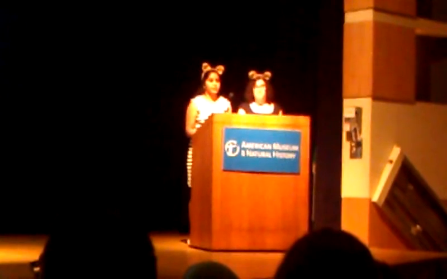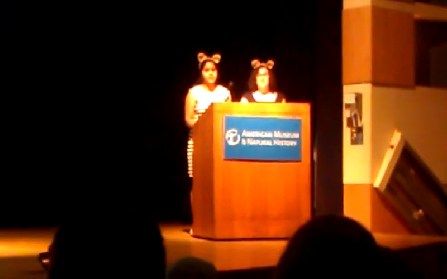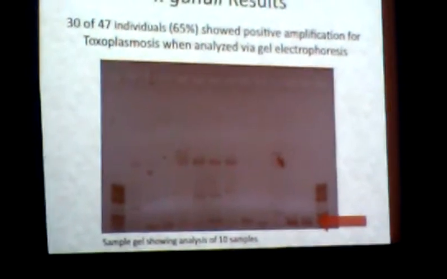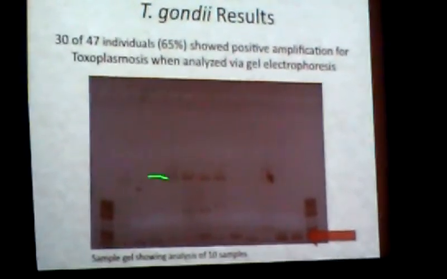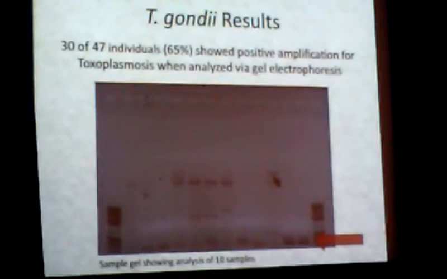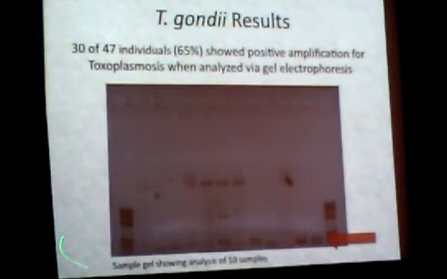So then we also tested our individuals for T. gondii, which is another co-infection, and 30 out of our 47 individuals, which is approximately 65%, showed positive amplification for T. gondii. And this is a gel showing our 10 most recent samples that we added to the study. These two down here are positive controls. These are 10 samples, and any sample showing a band in this region means that they most likely have T. gondii.